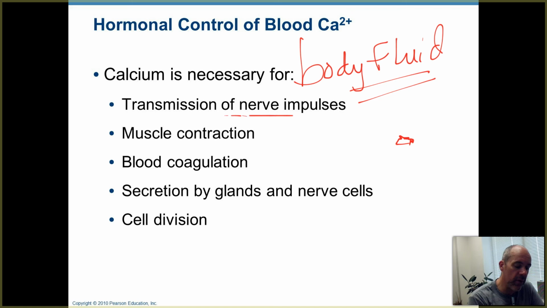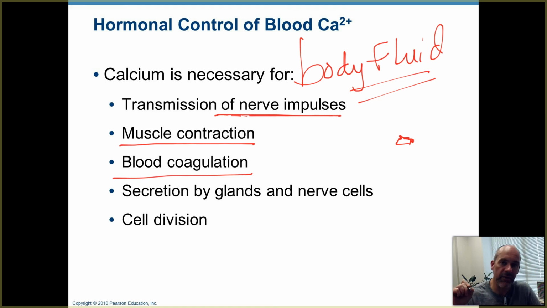Very important for nerve impulses to be transmitted properly by your nervous system, all of the communication that takes place between the brain and the spinal cord and all of your nerves. Muscle contraction, as you are going to learn in the next unit. Blood coagulation, you need calcium to be able to clot your blood properly. Learn about that next semester. Calcium is needed for proper secretion by different glands and nerve cells, neurons. It's needed for cell division. And then there are even other areas where calcium ions are needed as well.